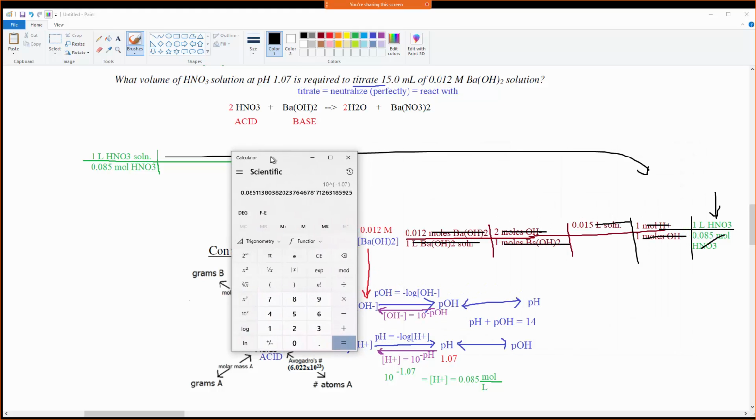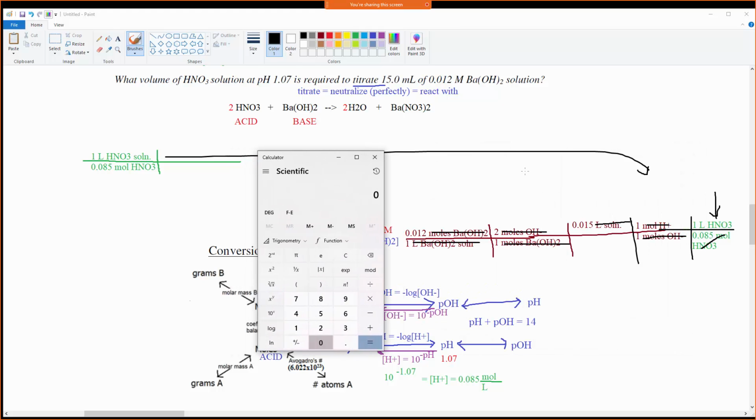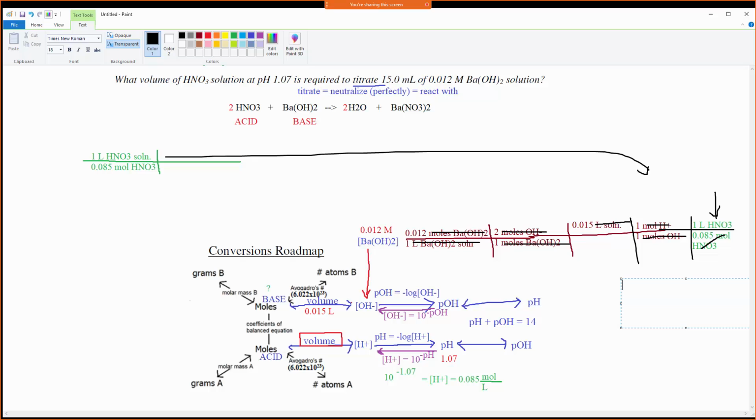And we can say 0.012 times 2 times 0.015, divided by 0.085, and I get 4.2 milliliters. Sarah, you got something different. Or 0.042 liters.